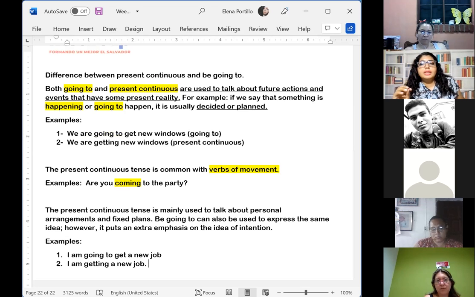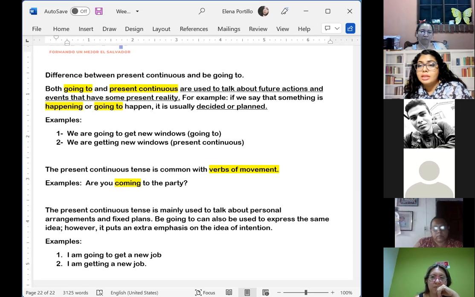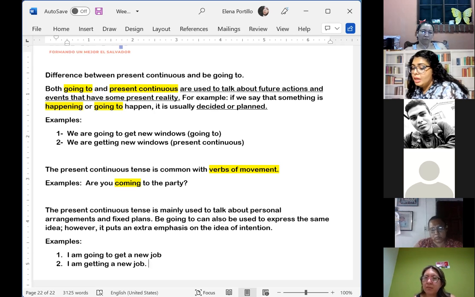So we have here almost the same sentence. I am going to get a new job and I am getting a new job. In the first one, I intend to get a new job. In this case, I am going to get a new job, it is not something that is going to happen in reality. It's maybe something that I want to happen. And in the second one, I am getting a new job, it is already decided. And this is something that I know is going to happen.